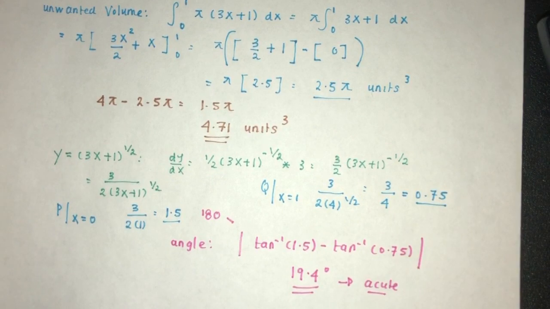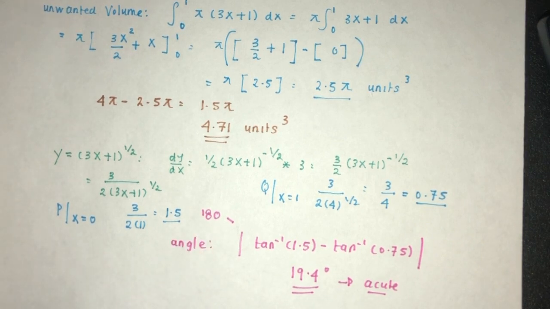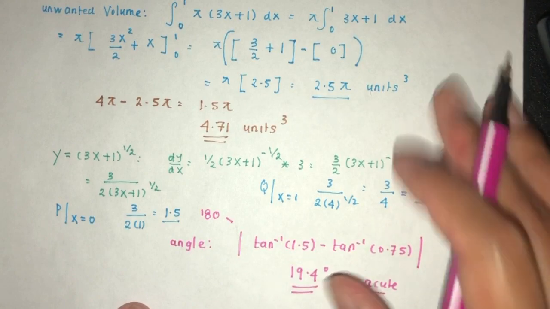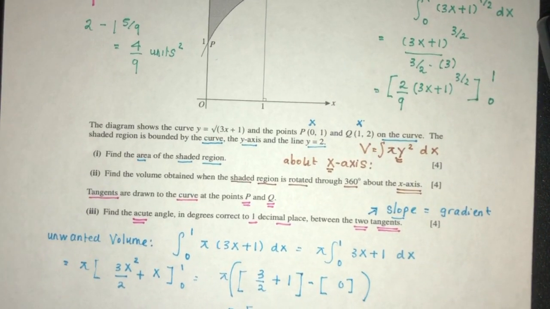But now, as I explained, sometimes you may have an angle which is more than 90. If that's the case, and if they are asking you for something acute, you just take 180 minus the whole thing. In this case, it is just perfect, and that will be your answer for question part 3 in finding the angle between two lines, in this case two tangents.